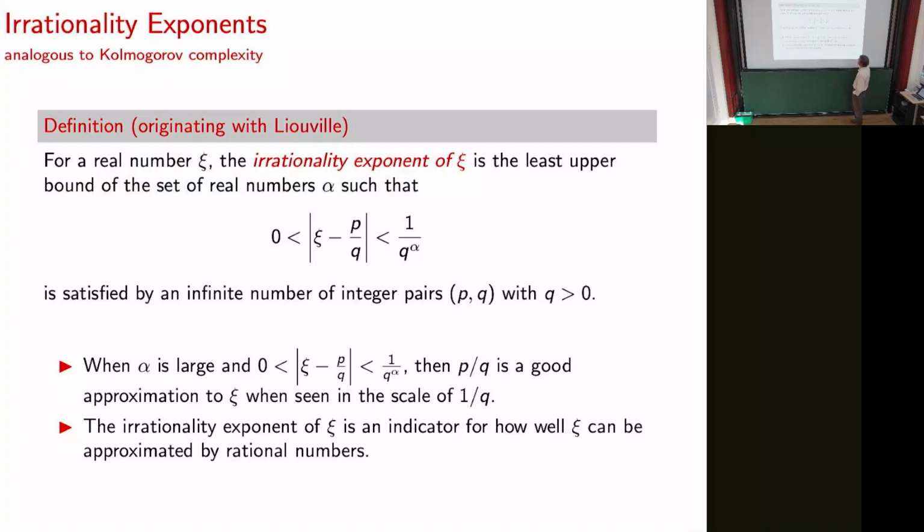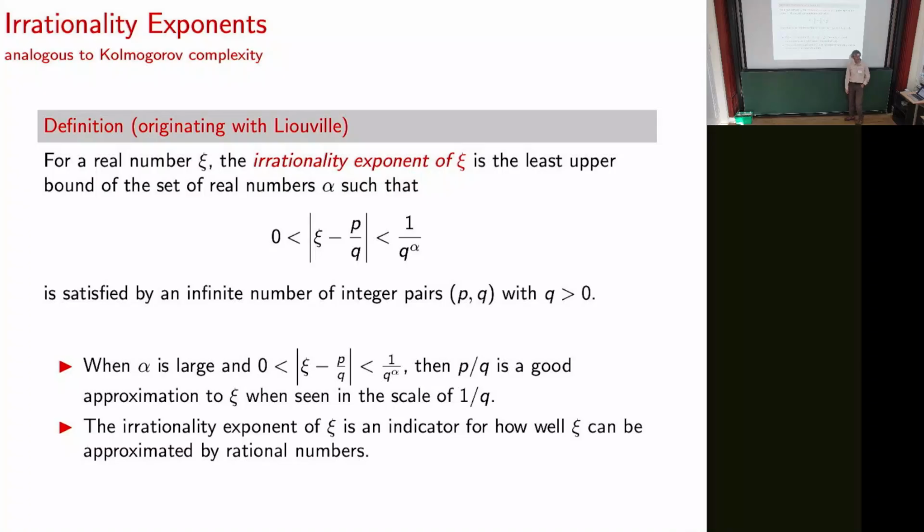A real number C has exponent of irrationality alpha if alpha is the least upper bound on the set of real numbers such that this inequality occurs infinitely often. Okay, so in other words, for infinitely many p over q, the distance between C and p over q is less than 1 over q to the alpha. So if alpha is large, that means that on the scale of q's, p over q is close to C.